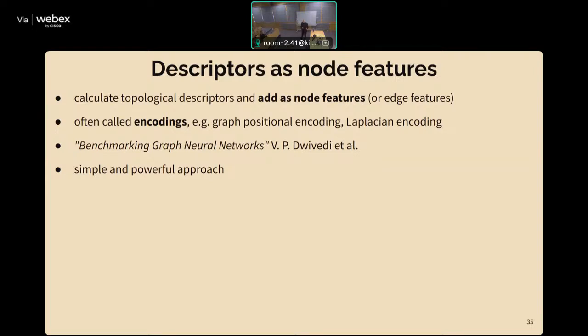You just calculate topological descriptors, add them as node features or edge features if your network uses that. This is also often called an encoding in this regard, like graph positional encoding, Laplacian encoding, there are a few different types. And actually, the very well-known paper that does this is Benchmarking Graph Neural Networks. They basically enhanced a lot of different graph neural networks using this topological information, and they show this basically always improves the results. So it's a very nice thing. It's very simple, very powerful, cheap computationally. Basically, very little reason not to do this.